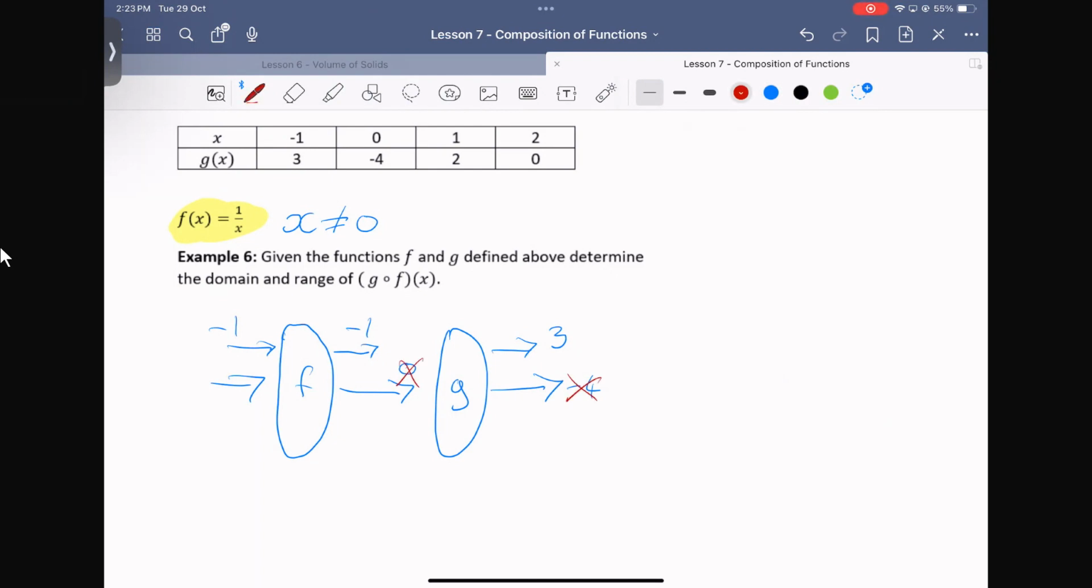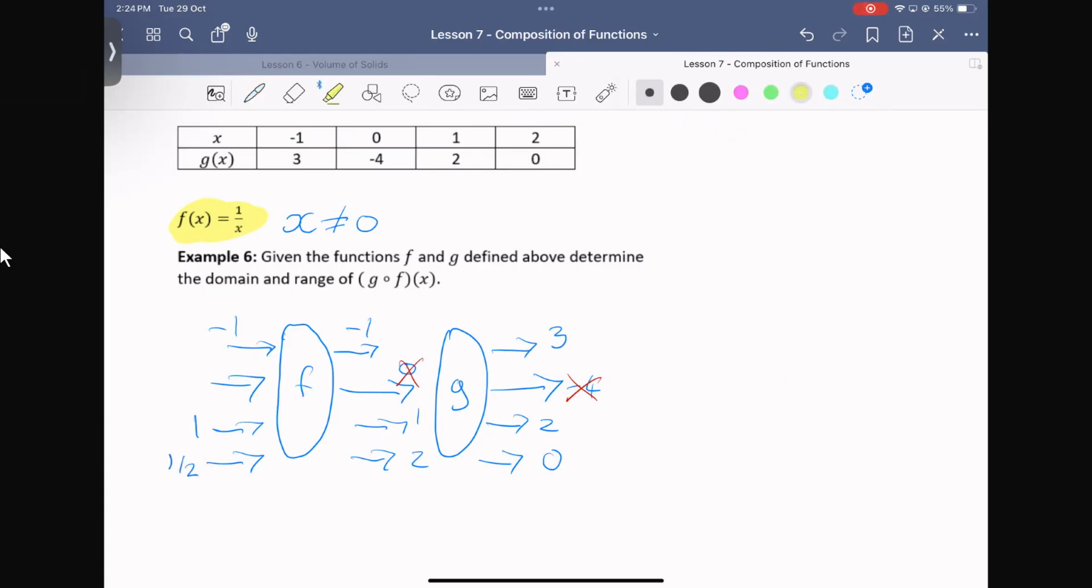We can't get a 0 out of f, can we? Can we get a 2 out of here? That means we have to get a 1 going in. Can we get a 1 coming out of f? Yes. What value do we have to put in? 1. Can we get a 0 coming out of here? That means we have to put a 2 into there. What value do we have to put into f to get a 2? 0.5. So 1/2. A half.